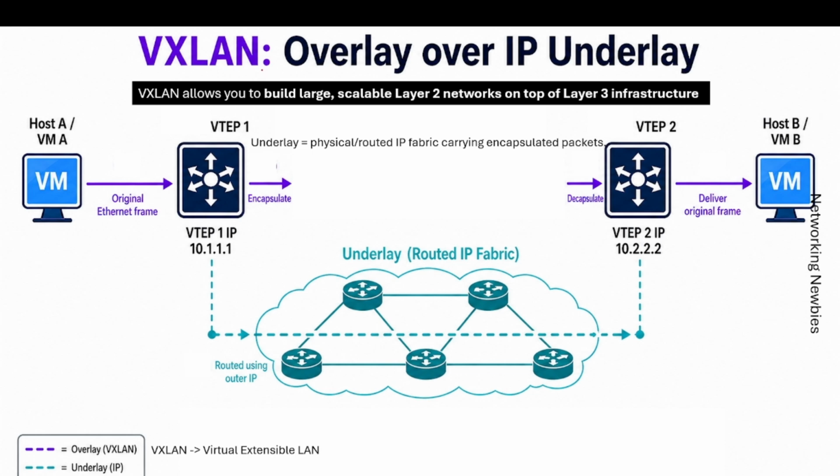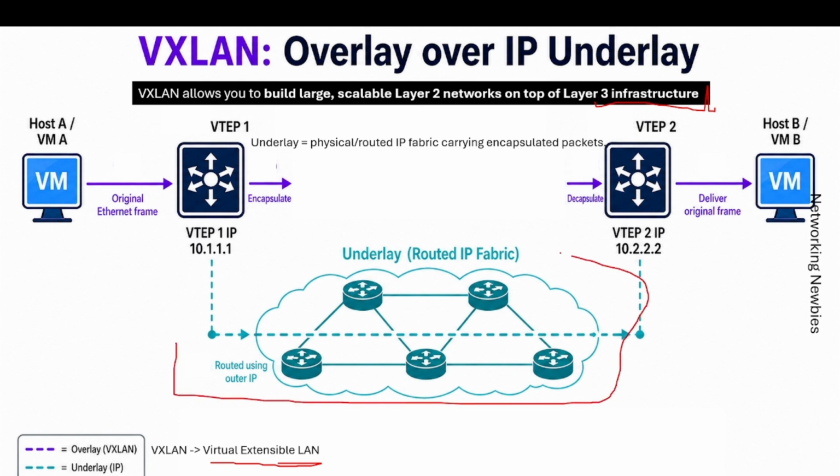Hi everyone, in this video we are going to discuss VXLAN, which is actually an overlay over an IP underlay. As per the definition, VXLAN, which stands for Virtual Extensible LAN, allows us to build a large layer 2 network on top of layer 3 infrastructure. That is important. So we will have a layer 3 infrastructure here in this slide.